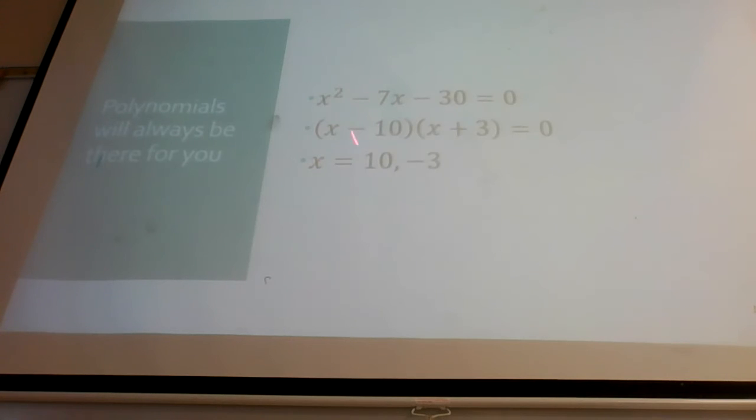Otherwise, it's whatever that sign is, the larger of the two numbers, however you did it. So I end up with x minus 10 times x plus 3 equals 0. The zero property tells us one of those expressions would have to be 0, so I do the opposite of the constant. The opposite of negative 10 would be 10. The opposite of positive 3 would be negative 3, so those are my two solutions.